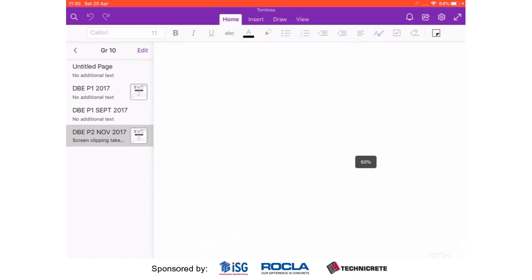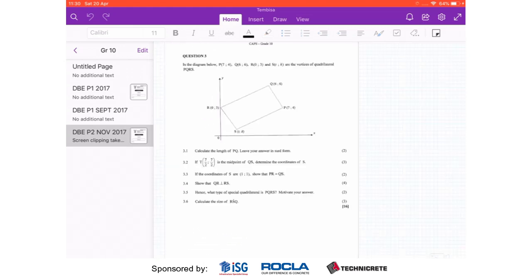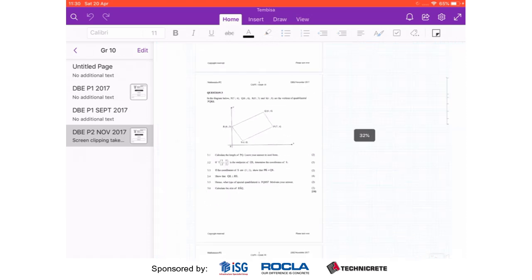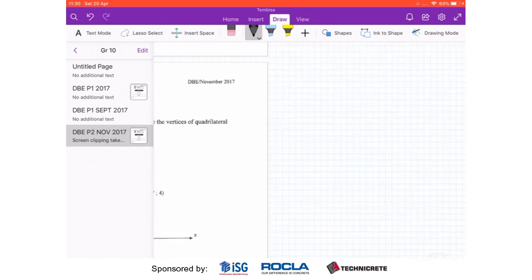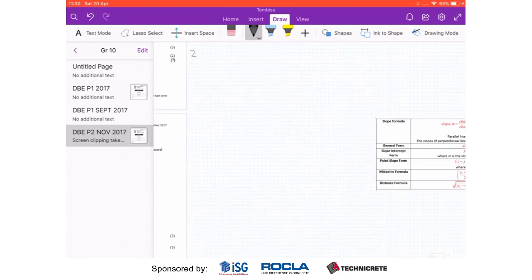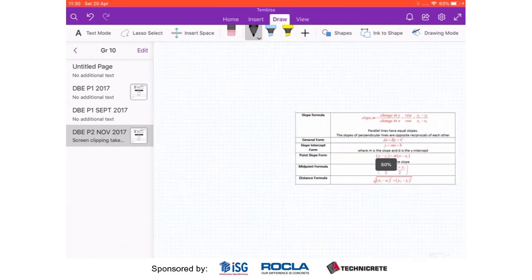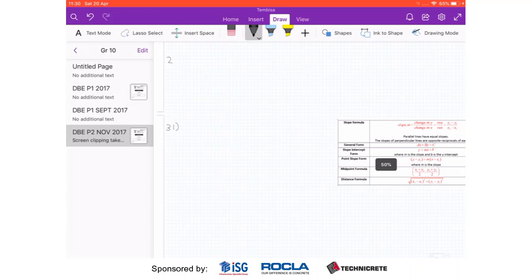Okay, let's look at number 1 first. Number 1 says calculate the length of PQ. Surd form is very important because they're not going to mark your answer correct, and you're going to lose a mark if you don't leave your answer in surd form. So this is 3.1, and we're using the distance formula. So let's quickly look at our distance formula that's here.